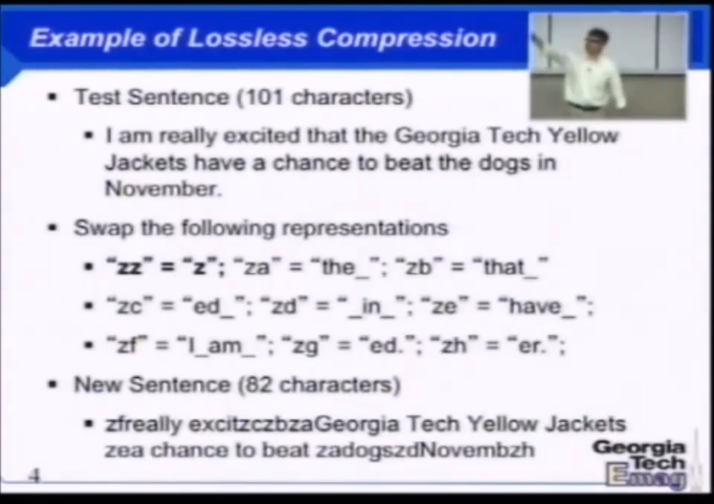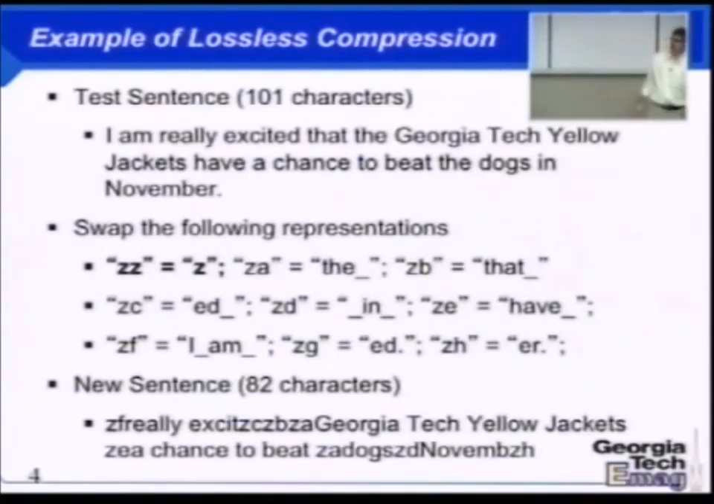So this is a marvelous little strategy for removing space in a text and reducing it. And look, wow, it looks almost like gibberish now. I've done the substitutions. And look at that. I've reduced it down to 82 characters with this really crummy scheme that I invented in my office.